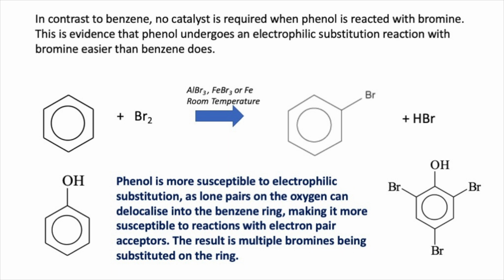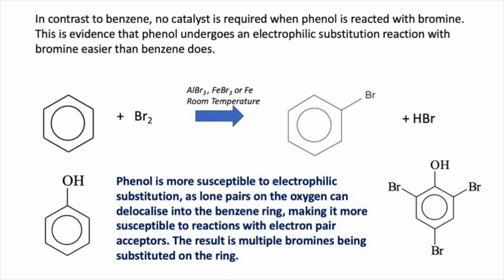Now phenol undergoes electrophilic substitution reactions more readily than benzene. For example, when you add benzene and bromine, you only get a reaction if you have a catalyst to make the electrophile. And when you do get a reaction, you only get one bromine atom substituting on the ring. Now, if you have phenol, you get multiple bromines on the ring, and you don't even need a catalyst for the reaction to work.